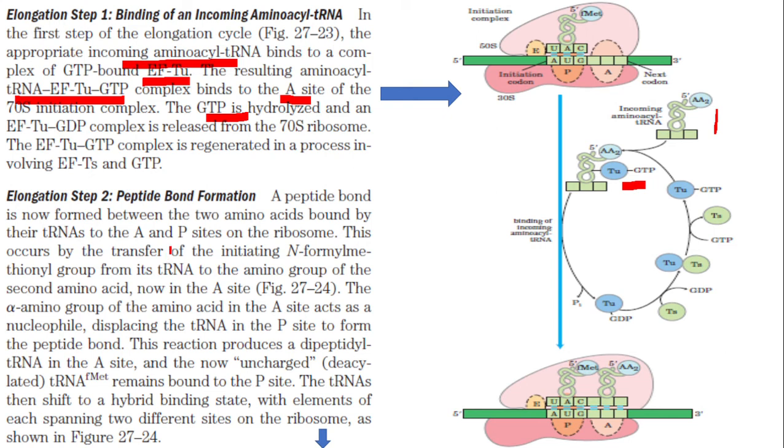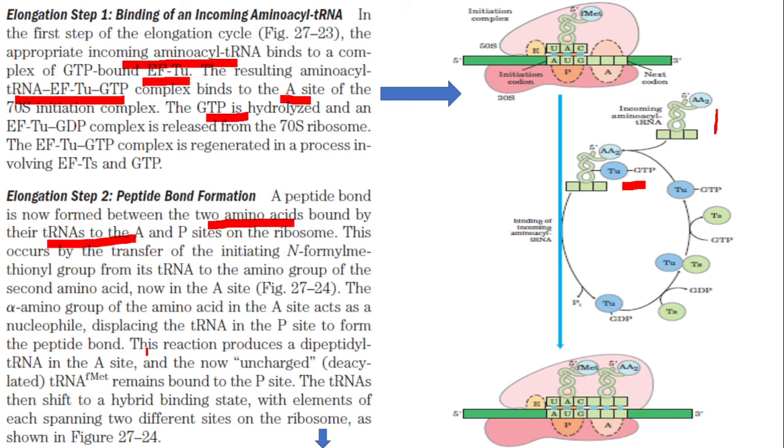Now peptide bond formation. A peptide bond is formed between the two amino acids. Remember, these two amino acids are now carried by their respective tRNAs. One of them is in the A site, one of them is in the P site. Actually, the initiator tRNA is now in the P site and the second tRNA is in the A site of the ribosome, and the peptide bond is formed.